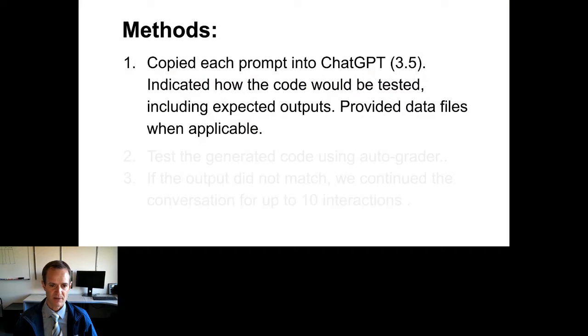Okay, so I copied each of the prompts into ChatGPT, and this is version 3.5. The prompt explained how the code would be tested, including the expected outputs, and that's the same thing we give to our students. On some of them, we have data files. These are usually tab-separated data files or FASTA files, FASTQ files, those kinds of things, usually very small in size, but something that the student's code would need to read in and be able to do something with it.